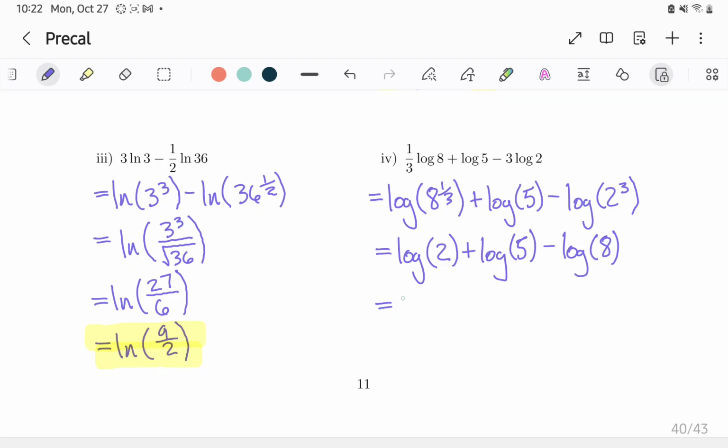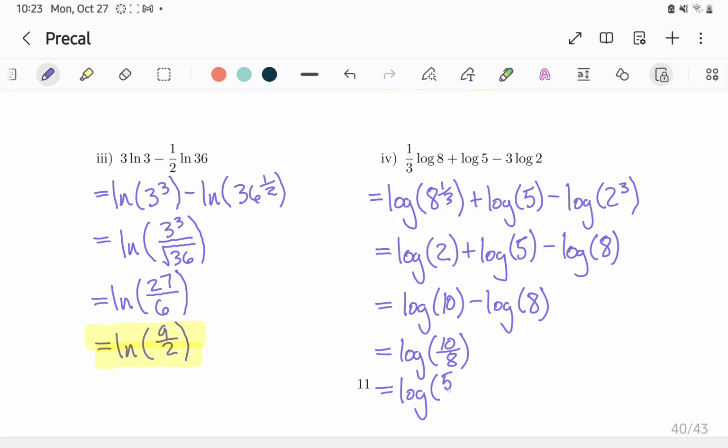So now let's use the product property. So for log of 2 plus log of 5, we have log of 10, which by the way is technically going to be 1, minus log of 8, but we're just trying to write this as a single logarithm. So we could go ahead and write this as log of 10 over 8, which we can reduce to log of 5 over 4.